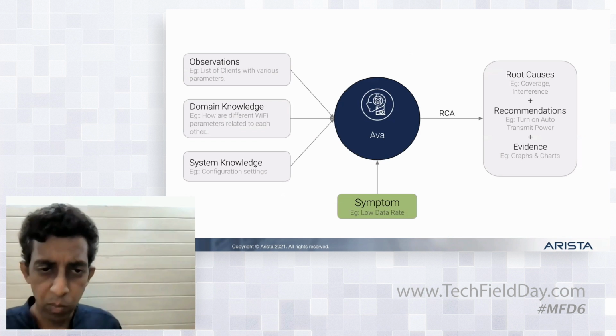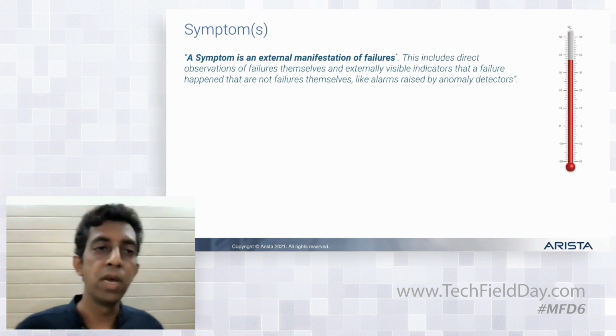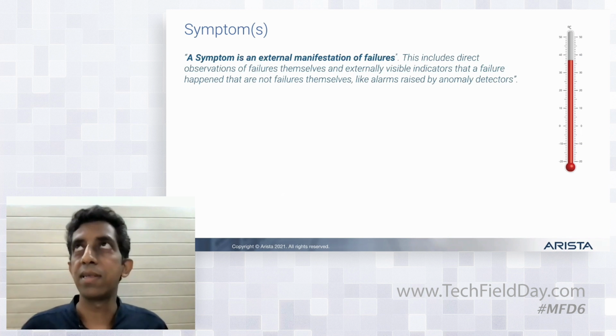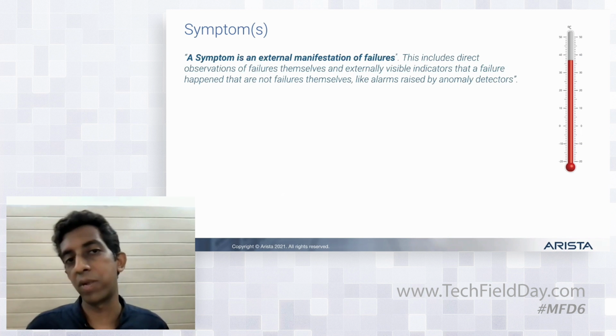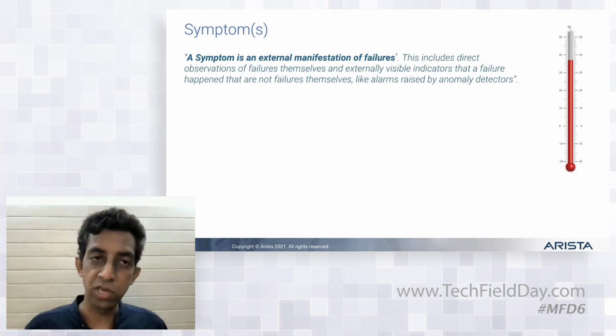Now, moving on to symptom. Now, what's a symptom? It's important to understand. So a symptom is any external manifestation of failure. So it is essentially something that you can observe, right? So let's say you're having a fever. Now, that's an external thing that you can measure.